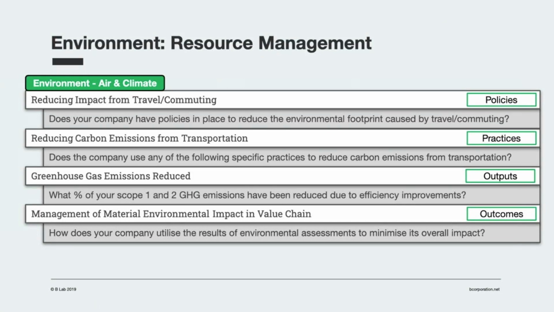If we look at the questions in the question filter, we can see there are 4 main question types. Let's take an example of the topic Air and Climate in the environment impact area. There are questions related to the policies, practices, outputs, and outcomes of the company.